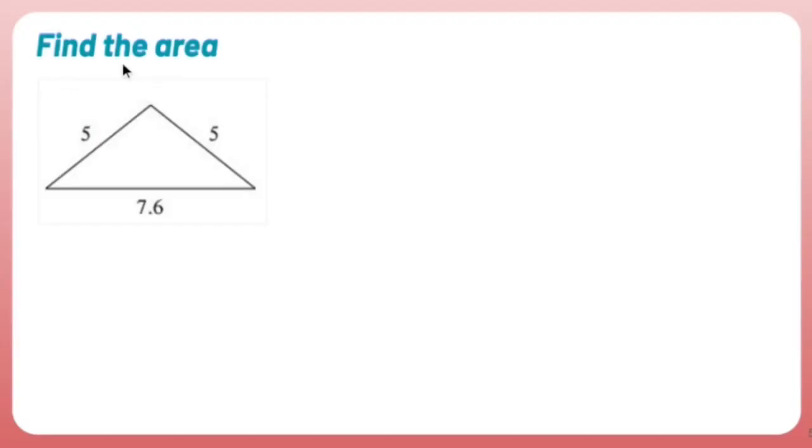Find the area of this triangle right here. Well, the area of a triangle is 1/2 of base times height. I have a base, but you know what I don't have? I don't have a height. So what I can do is realize that this is an isosceles triangle, and if it's an isosceles triangle, that means the height is going to go directly down the middle.